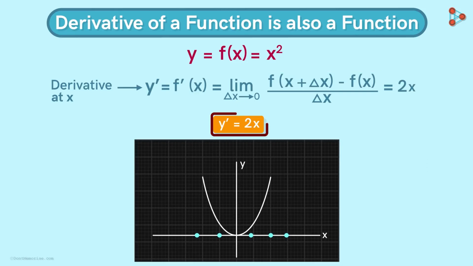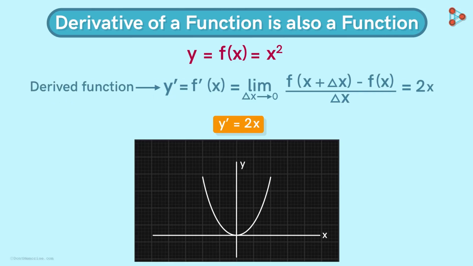It means this relation is a function. So we see that finding the derivative of a function gives us a new function. This function is called the derived function. Here, the independent variable is x, while the dependent variable is y prime. At a particular value of x, the value of the derived function f prime of x tells us the derivative of f of x at that point.